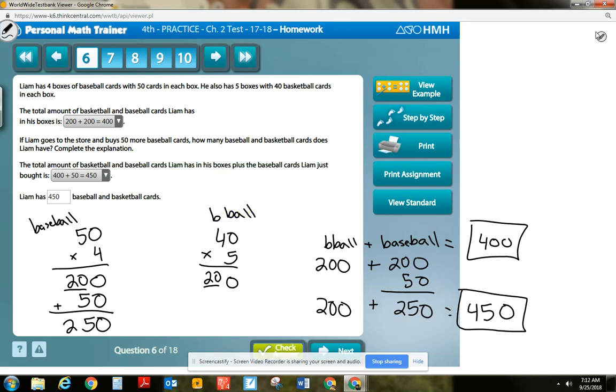So really a problem that we start off with some multiplication and then we need to do some addition. So this is 1, 2, 3 steps, and then that 4th step is when he goes out to the store and buys some more. If you just read it slowly and write down as you go, I think you'll be pretty successful.